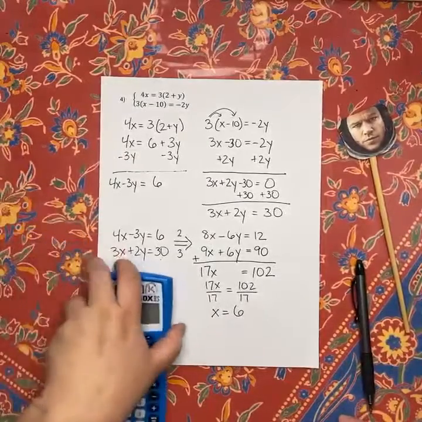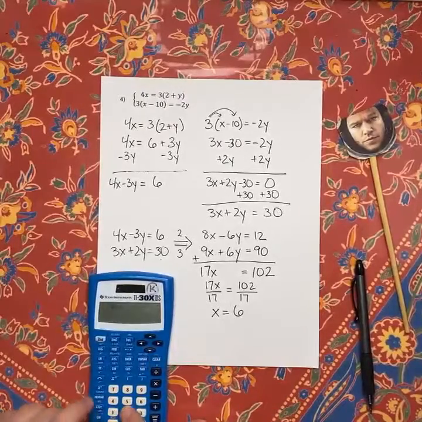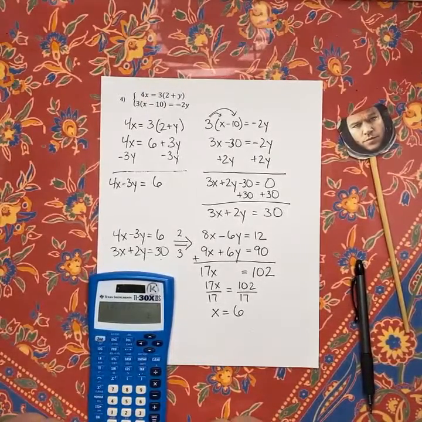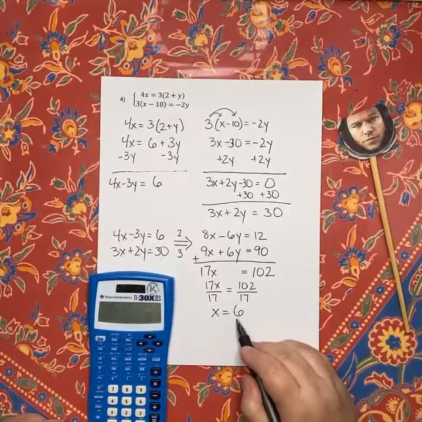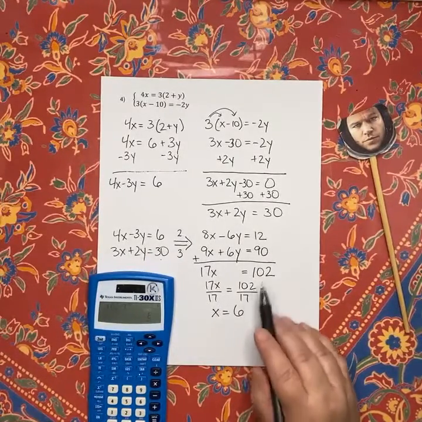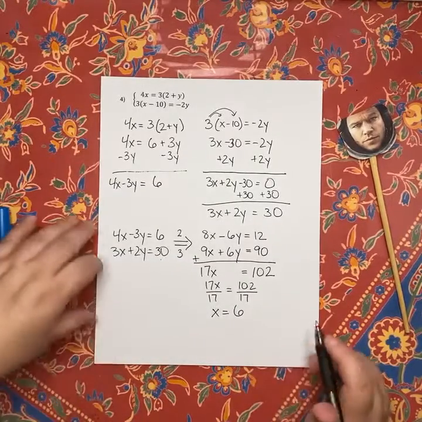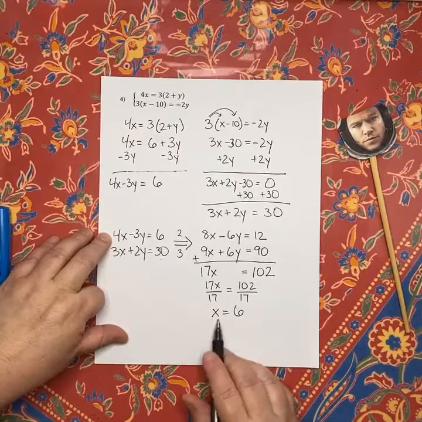And I can hear you not believing me. So we'll turn this on. 102 divided by 17 is 6. And the way that I figured that out was I was thinking, oof, what times 7 gives me that 2? And I realized 6 times 7 is 42. It's kind of cool. Okay, so now I've got x.